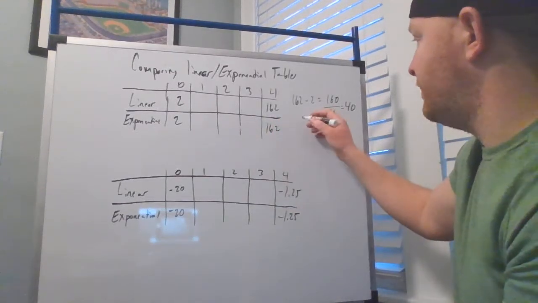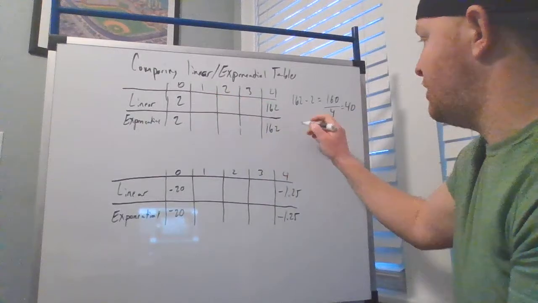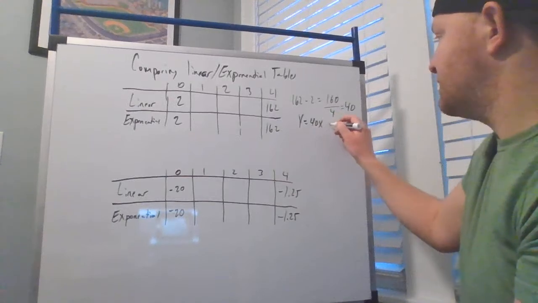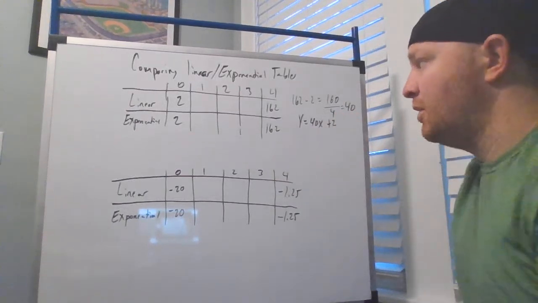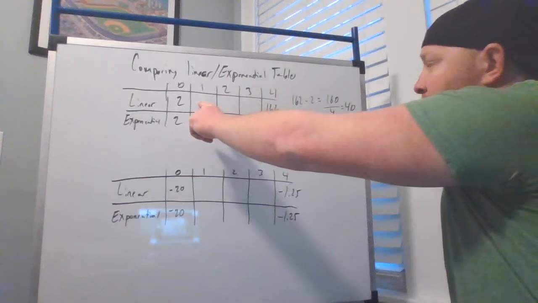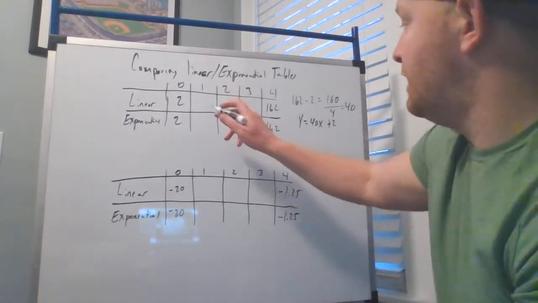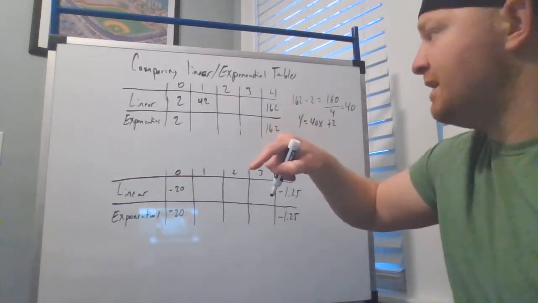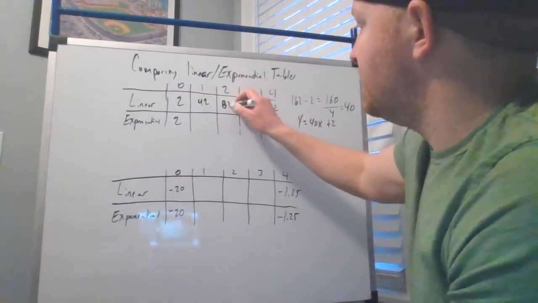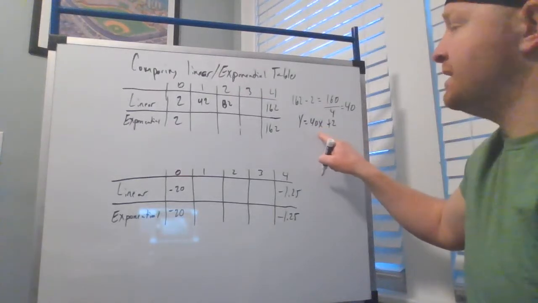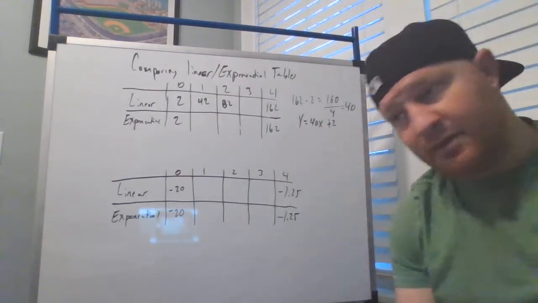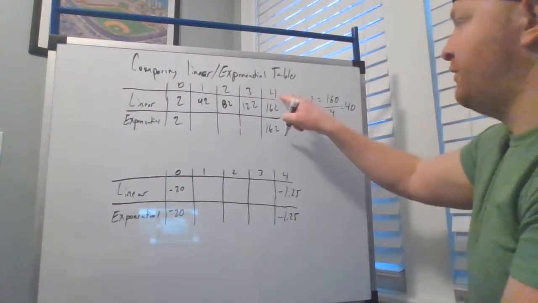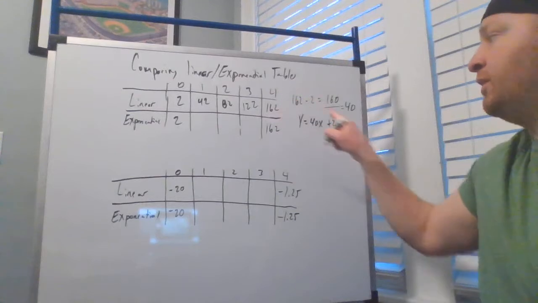So now I know my y-intercept, I know my slope. Now let's double check our work. y equals 40x plus 2. All right, well, let's fill in this blank right here. Well, 40 times 1 is 40, plus 2 is 42. 40 times 2 is 80, 80 plus 2 is 82. 40 times 3 is 120, 120 plus 2 is 122. And 40 times 4 is 160, plus 2 is 162.